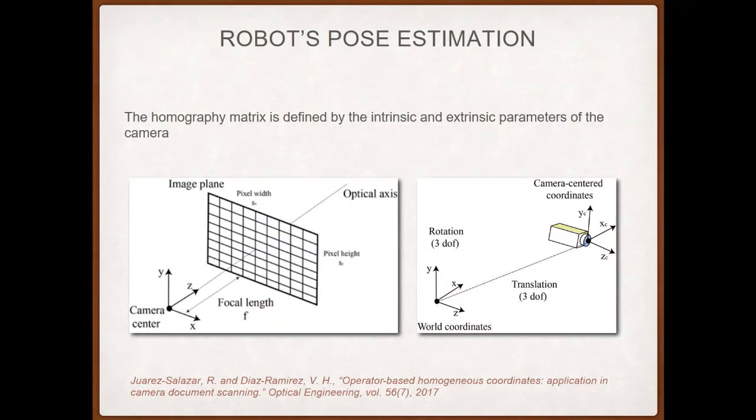Basically, the intrinsic camera parameters are the focal length, that is the distance between the camera center and the image plane, the pixel width, pixel height, and main points. And the extrinsic parameters are its coordinates and the camera coordinates and the translation.